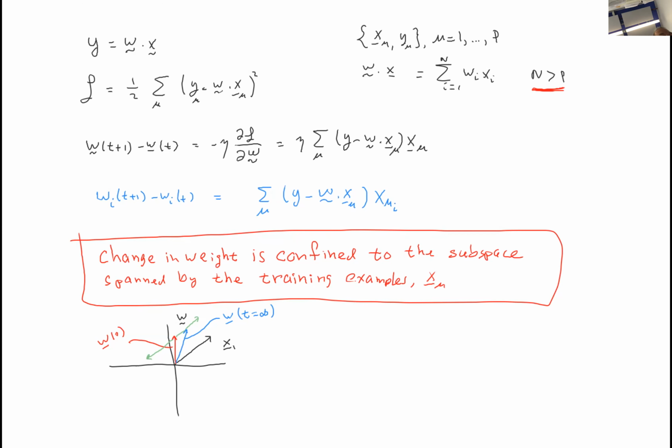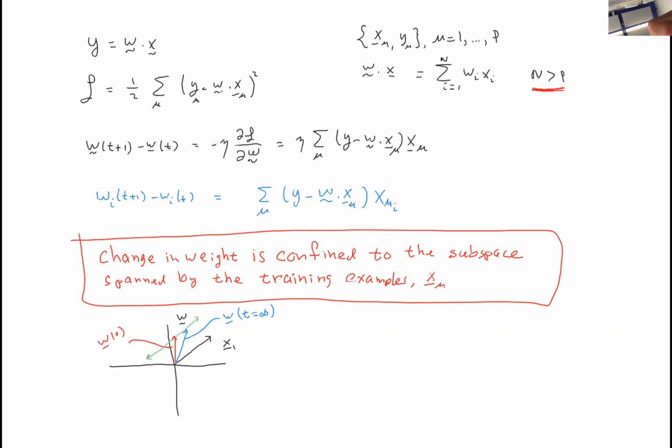Okay, and we can formalize that. Let's rewrite our update rule: w at t plus one minus w at t equals eta sum on mu of y mu minus w at t dot x mu, times x mu. I should have that right on the previous page. Yeah, there should be a mu here.